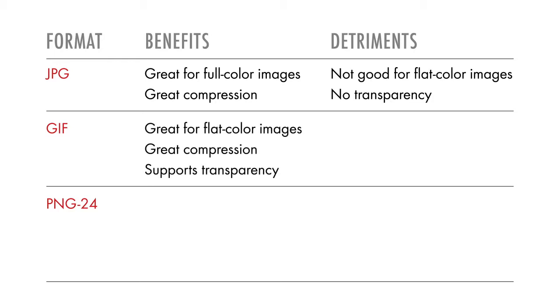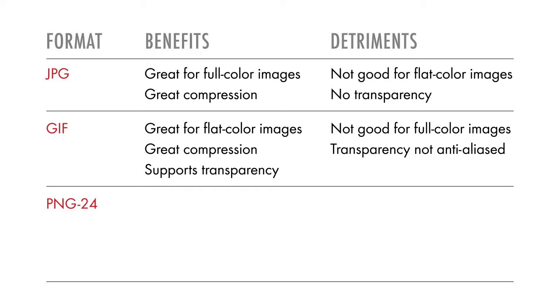And so GIF is really good for flat color images, really good compression, and compression meaning that it makes the file size very small. And GIF does support transparency. The downside is that the type of transparency it supports is not what's considered anti-alias transparency. So that means if you have an angled edge or a rounded edge, you're not going to get a real smooth rendition of that. It will have white pixels around it typically. So you'll see what that means in a minute when I show you the examples. It's also not very good for full color images because with GIF you're limited to how many colors can be included in the image, and so it's generally not going to render it nearly as well as JPEG does.